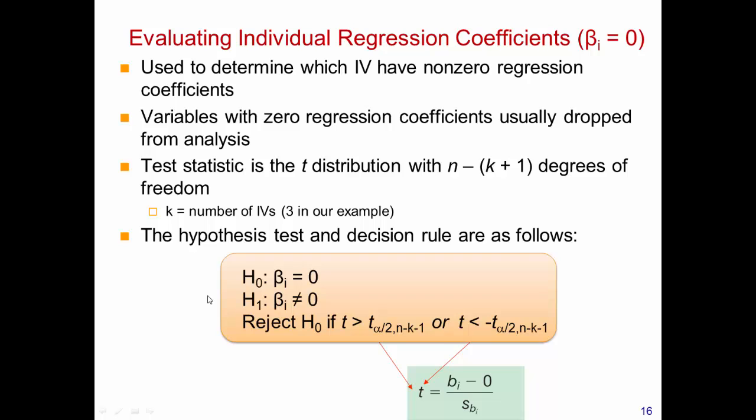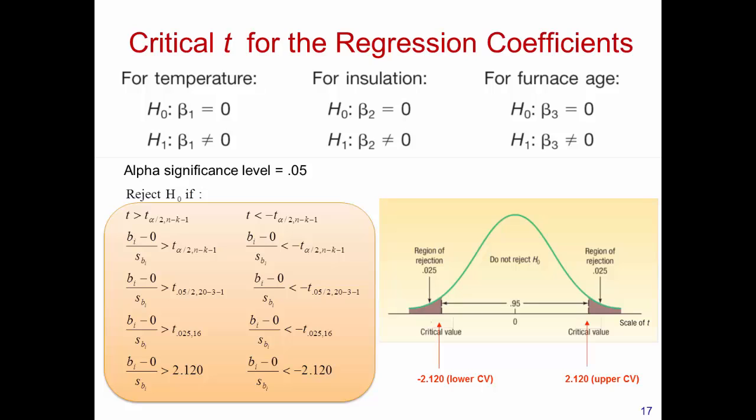So let's go ahead and determine our t-critical values. For each separate variable, we have our null and alternate hypotheses listed here. Same as before, we determine how much risk of rejecting a null hypothesis when it's true, in other words a type 1 error, we are willing to accept. And we're using the alpha significance level of 0.05.